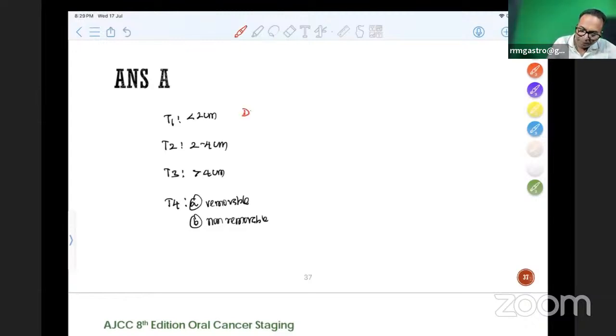And now they added depth of invasion: less than 5 mm, depth of invasion 5 to 10 mm, depth of invasion more than 10 mm. This is coming under T staging. So this is T staging.